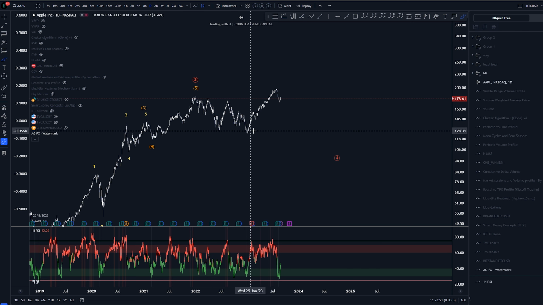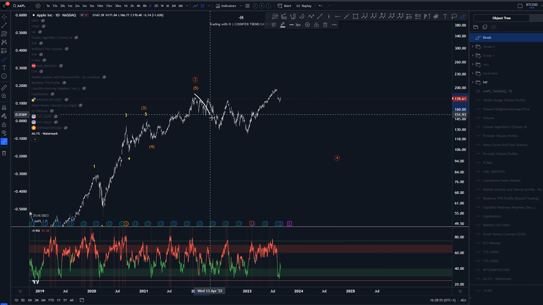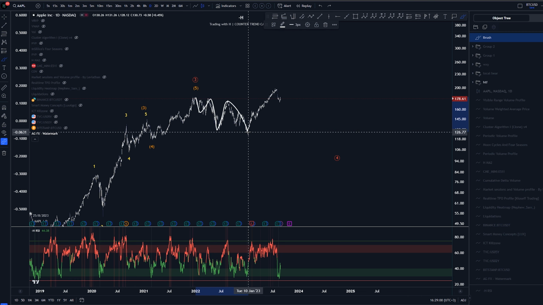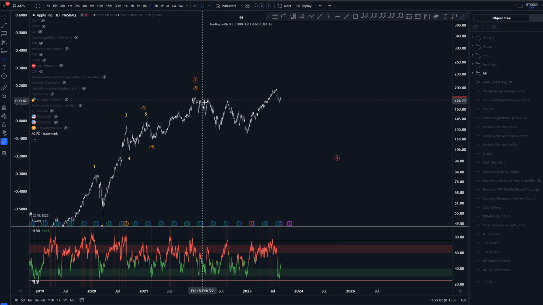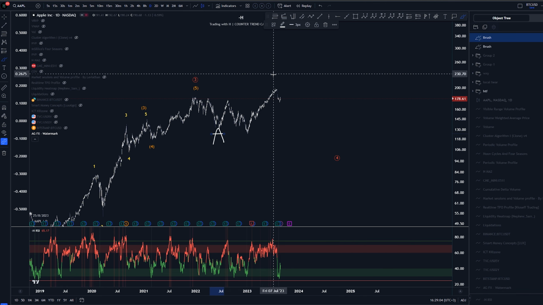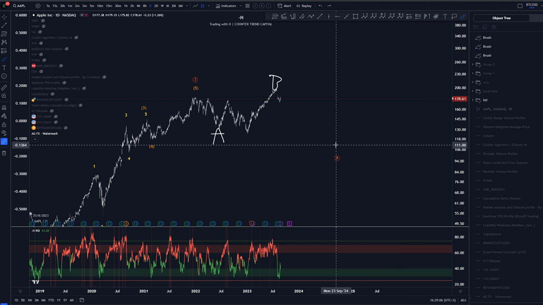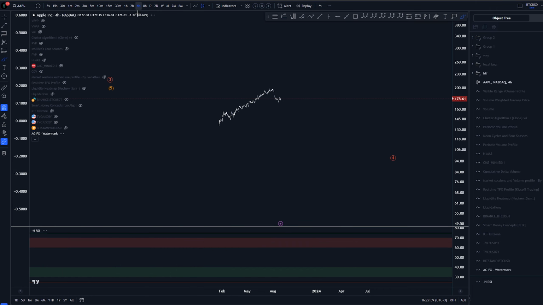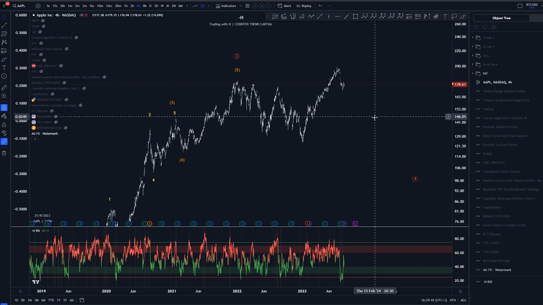Expanded flat is where we are going to be aiming to take out either of these pivots, depending on how you want to be labeling this, either with a WXY like so, or that you create a 3 wave in here into an A wave, 3 waves up like so into a B, basically this would be the A, B, and then looking for C. So both of those are still on the table and both are possible.